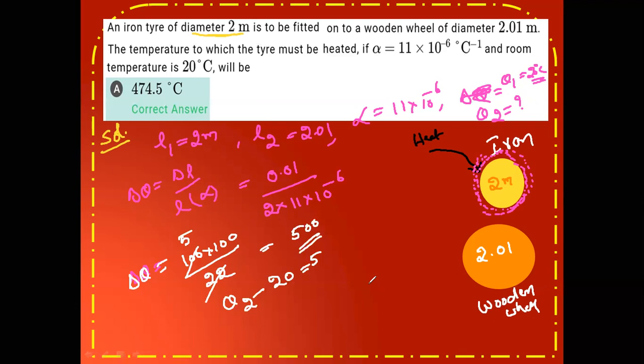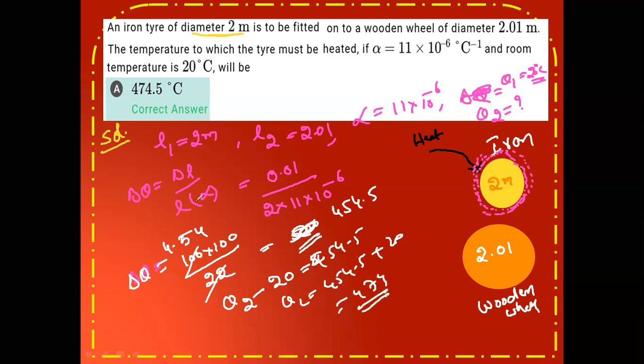100 by 22, so it is 4.54, the exact value is coming. So that it will be 454.5, near value. So theta c is equal to 454.5 plus 20. So the final answer we get is 474. That is the option. Okay?